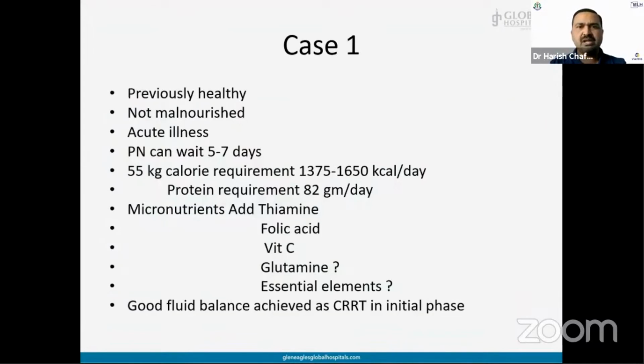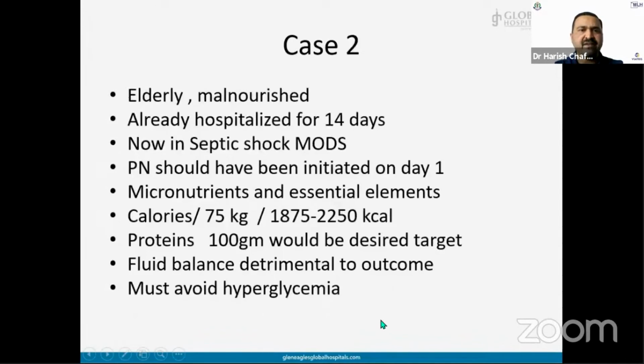Coming back to our cases which we discussed initially: previously healthy, he was not malnourished, acute illness, so PN can wait for 5 to 7 days. 55 kg, calorie requirement 1375 to 1650 kilocalories per day. Protein requirement in this patient was 82 grams. Micronutrients added were thiamine, folic acid, vitamin C, glutamine, and essential elements. So good fluid balance was achieved with CRRT in the initial phase.